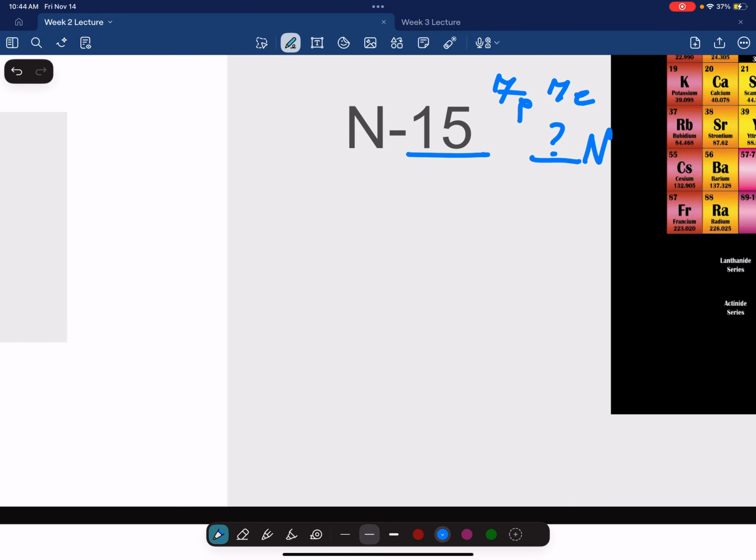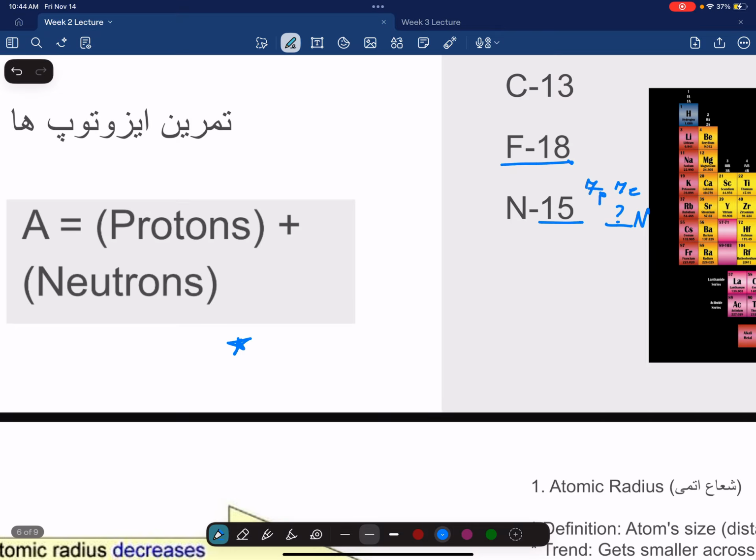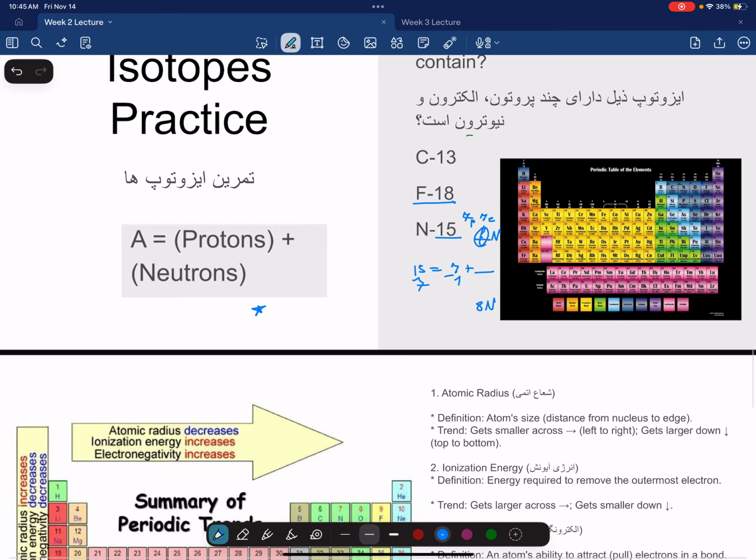Okay, so we know this equation: the mass number equals the number of protons plus the number of neutrons. So we're going to come over here and go 15 equals 7 plus number of neutrons. Since we don't know the number of neutrons, we can just do 15 minus 7, and that will give us 8 neutrons. So now we have the final answer: 8 neutrons.